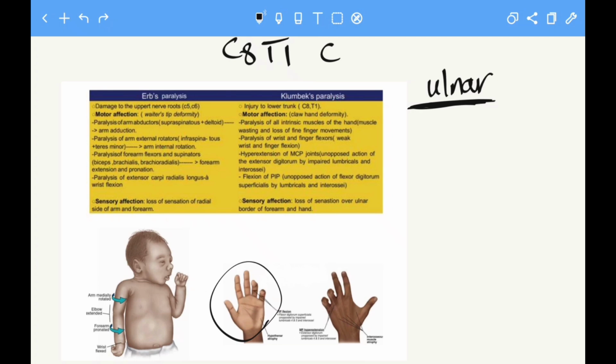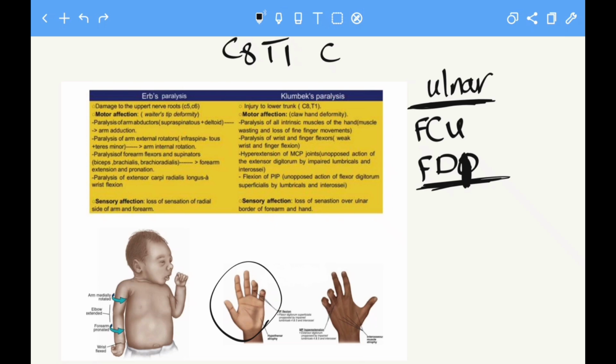There is paralysis of the wrist and finger flexors. There will be weak wrist and finger flexion. Why? Due to affection of flexor carpi ulnaris and flexor digitorum superficialis and profundus, that the ulnar nerve shares the nerve supply with. So if the ulnar nerve is affected, there will be affection of the movement of flexion.